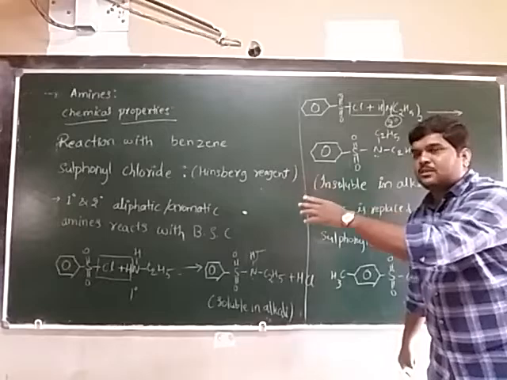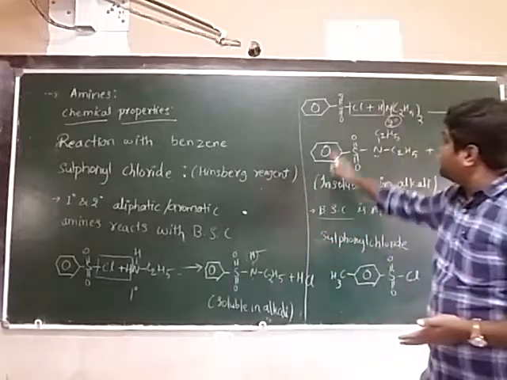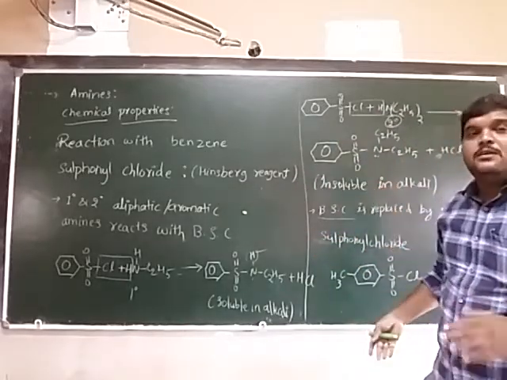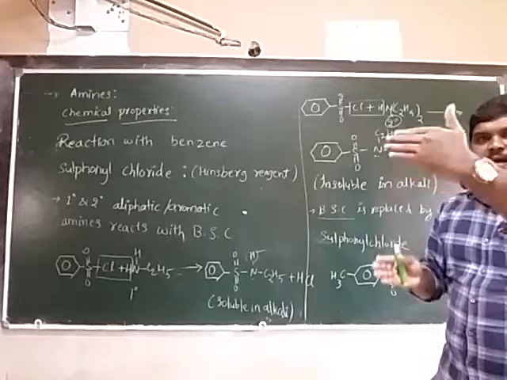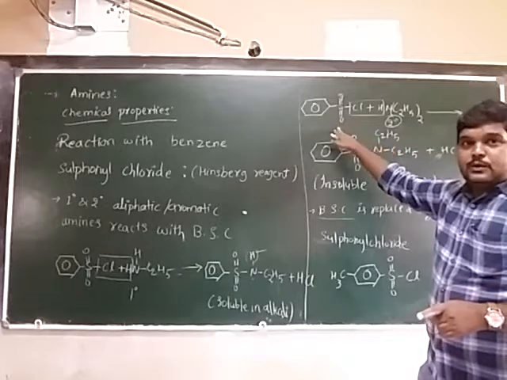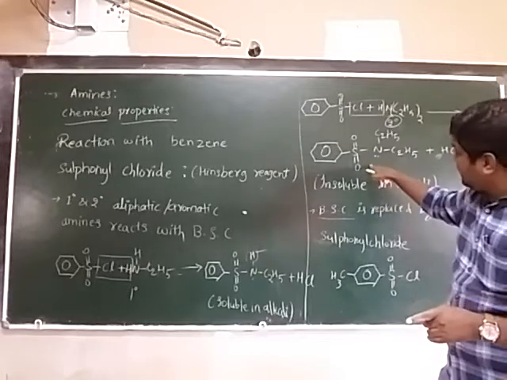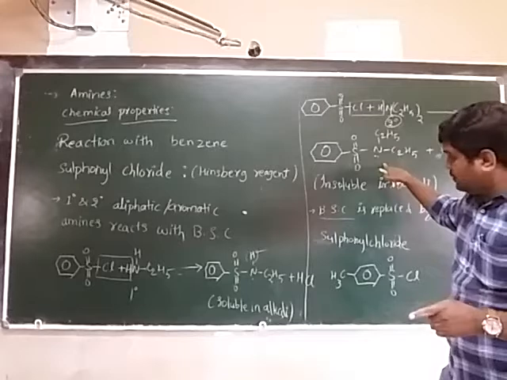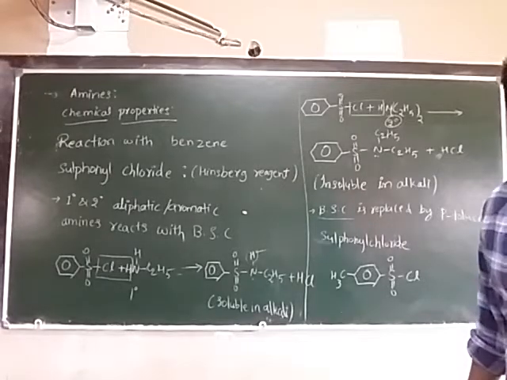So the reaction with benzene sulfonyl chloride, the Hinsberg reagent, is used to identify primary, secondary, and tertiary amines. What about tertiary? Tertiary amines do not react with benzene sulfonyl chloride. Primary amines react with benzene sulfonyl chloride and the product is soluble in alkali. Secondary amines form a compound that is insoluble in alkali because of the lack of acidic hydrogen. Nowadays benzene sulfonyl chloride is replaced by para-toluene sulfonyl chloride. So this is the reaction with benzene sulfonyl chloride, the Hinsberg reagent.